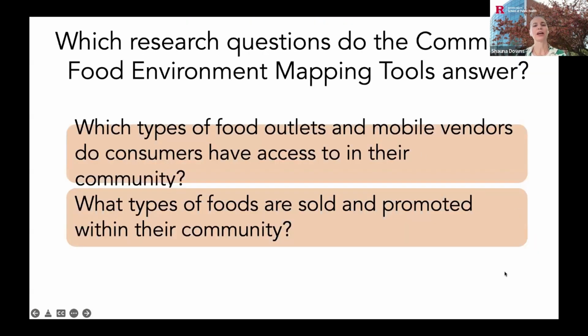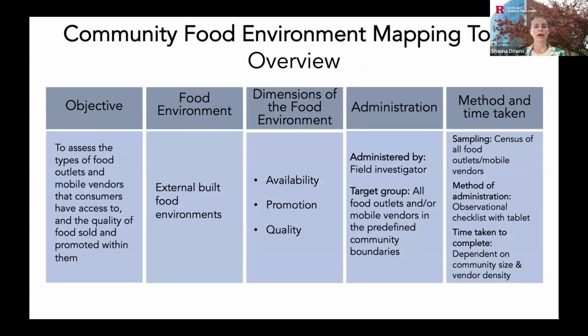All right, so which research questions does the community food environment mapping tools answer? So the first is, which types of food outlets and mobile vendors do consumers have access to in their communities? And then what types of foods are sold and promoted within their community? The community food environment mapping includes actually 3 different tools, and it will depend on the study context, or the study setting, in terms of which tools you actually use for your work.